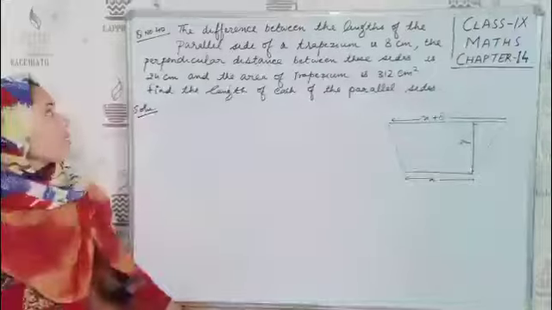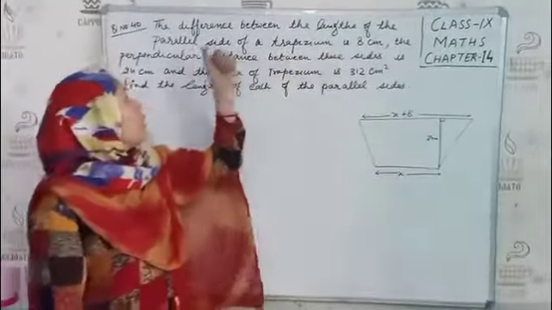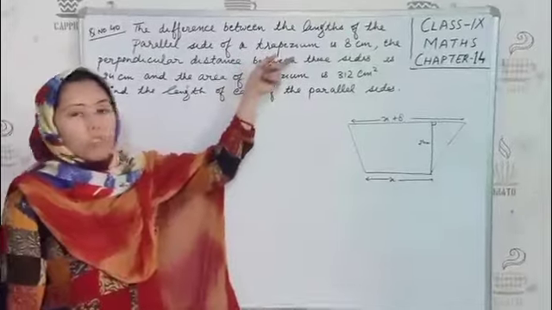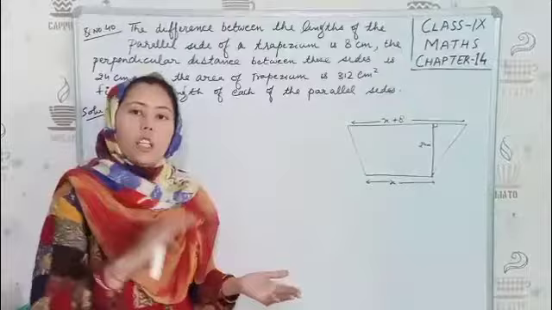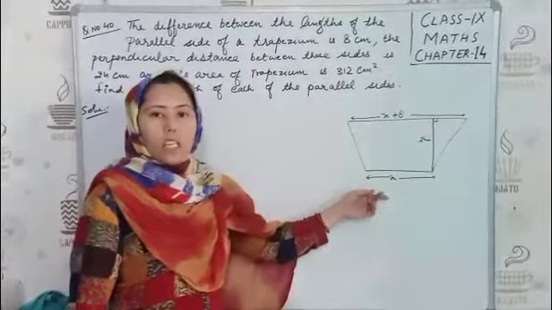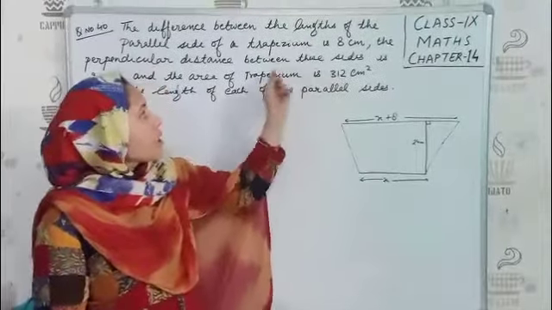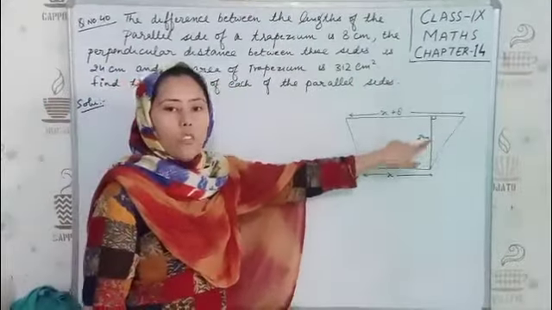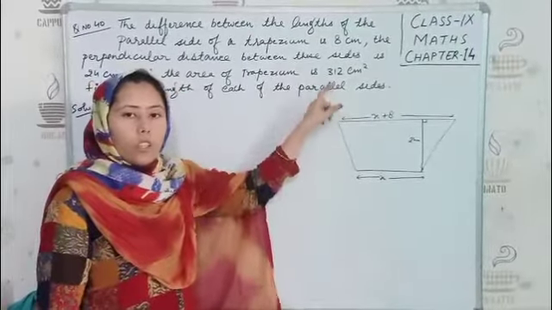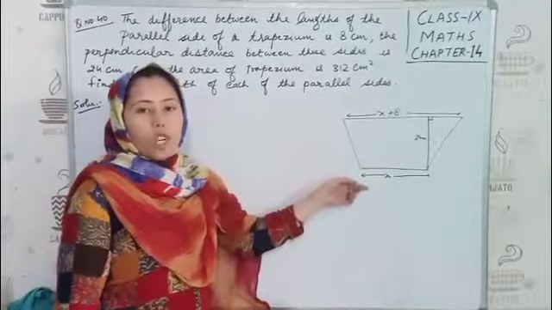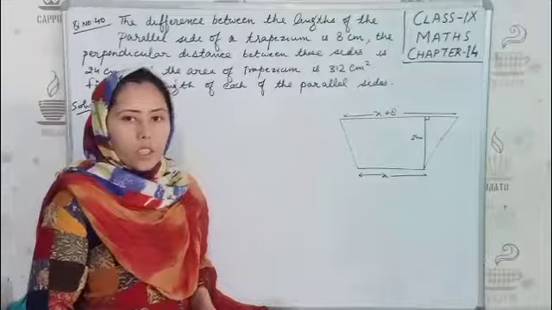Understood? Question number 40. Difference between the lengths of the parallel sides of a trapezium is 8 centimeter. दोनों साइड के बीच की लेंथ का डिफरेंस is 8. तो अगर एक वन is x तो another will become x plus 8 centimeter. And the height is given, that is 24 centimeter. Area is also given, 312 centimeter square. They said find the length of sides of the trapezium.